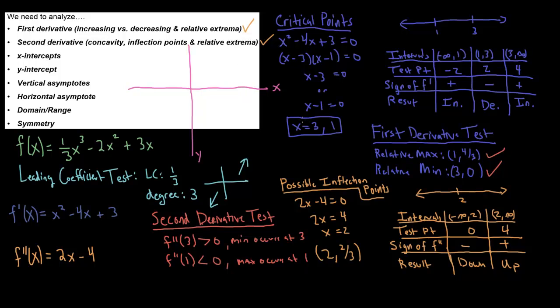Okay, we know that at 3, 0, there's a relative minimum. So let's plot 3, 0. We need some scale here, so let's say 1, 2, 3, like this. Now we know at 3, 0 there is a relative minimum. So there's 3, 0. We know at 1, 4/3 there is a relative maximum. So 4/3 is about 1 1/3, so that would be about right there. That's a maximum. So we'll say local max, and that is a local min.